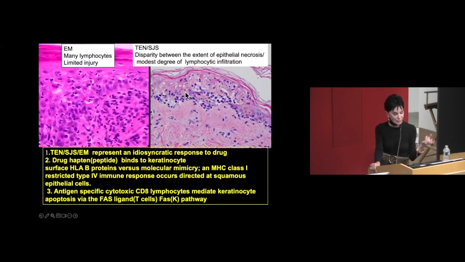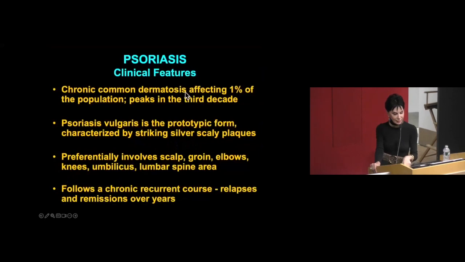And then you have an MHC class 1 restricted type 4 immune response directed at squamous epithelial cells, and the actual keratinocyte injury is going to be mediated by Fas ligand bound to Fas on keratinocytes, whether it's either exclusively in vivo, as you would see with erythema multiforme, or a lot of soluble Fas, as you would see with TEN and SJS. So now we'll talk about another type 4 mediated T cell process, which is psoriasis.